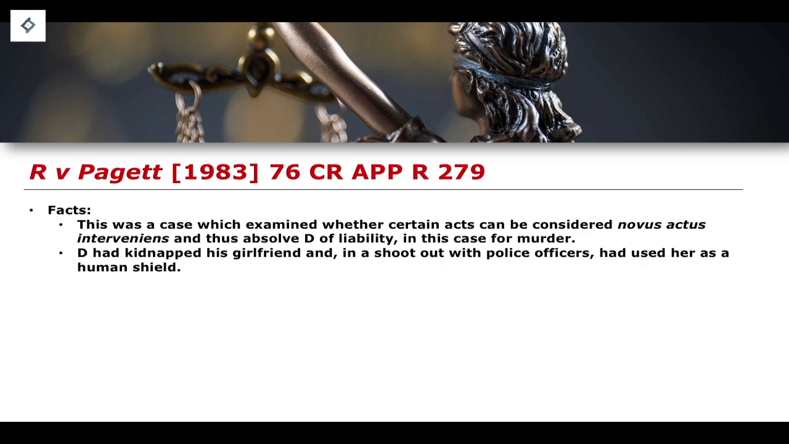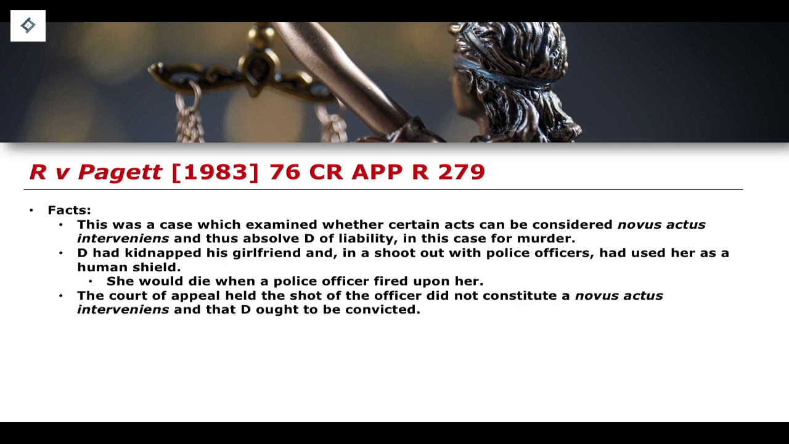Now, the explanation of how this takes place is a very, very long explanation. The police officers had very poor visibility, for example, and a shootout ensued, which ultimately leads to the girlfriend being shot by the police officers when they fired upon this defendant, believing it was the defendant and not the defendant with a human shield. The Court of Appeal held that the shot of the officer did not constitute the novus actus interveniens, and therefore the defendant ought to be convicted. So it was not a new intervening cause, the shot from the police officer.